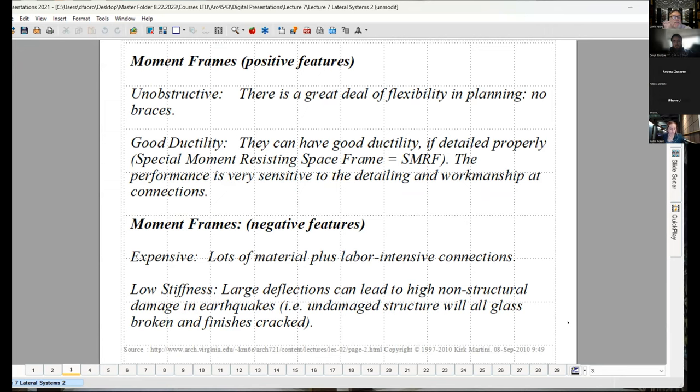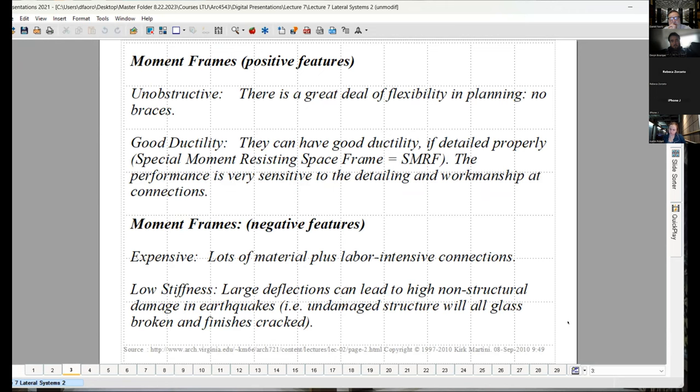Moment frames, what are their positive features? They're unobstructive braces. You just simply have a connection at the top of the beam, or the top and bottom of the column of the beam. We don't have to worry about any kind of interruptions in space planning. They have favorable ductility if detailed properly, and also if the material itself is strong and has ductility, for example, steel. Performance is sensitive to detailing and workmanship of connections.